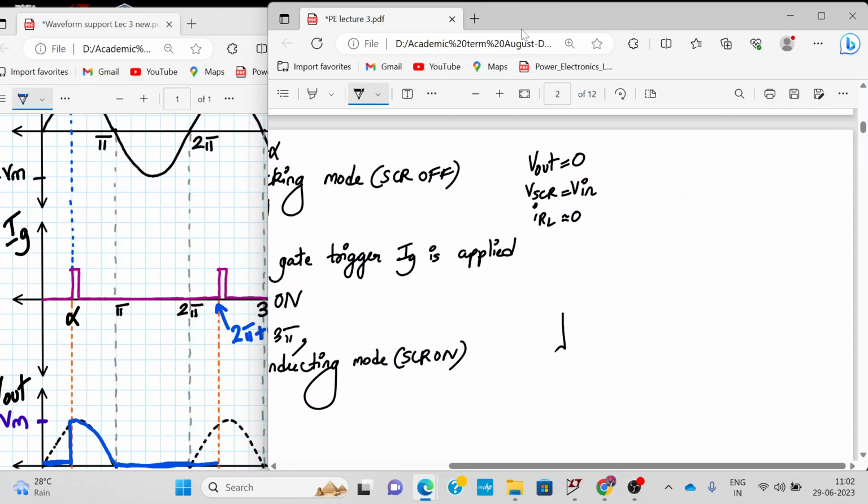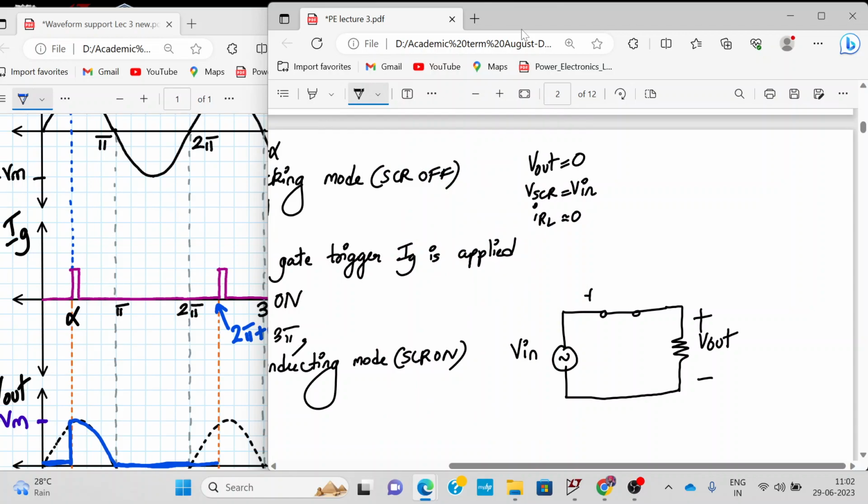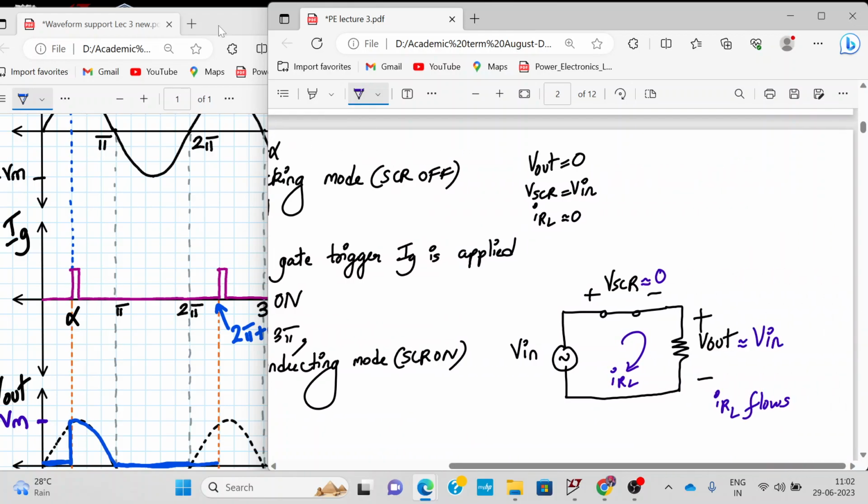Alright, and when SCR turns on, let us quickly draw the equivalent circuit. The voltage across the SCR will be 0. SCR is replaced by almost like a short circuit. So over here, this is my V in, this is my voltage across the SCR, and current IRL flows again. What about the voltage across the SCR? Since it is replaced by a short circuit, the voltage across the SCR will be 0, and now my output voltage will be approximately equal to input voltage. All right. So this is what happens from 2 pi plus alpha to 3 pi.